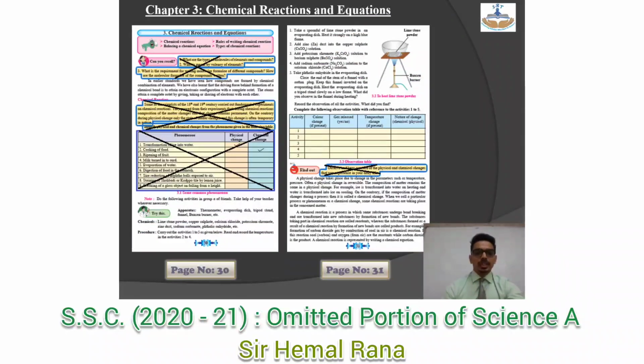We come to chapter 3, Chemical Reactions and Equations. Can You Recall? These 3 questions have been removed. Then your chemical reaction's first paragraph has been removed along with the table where you have to identify physical and chemical change. Come to page 31. On page 31, we have Find Out. This part has been removed for you.